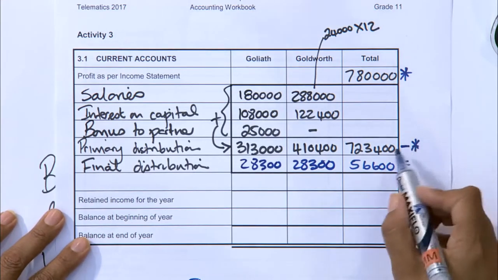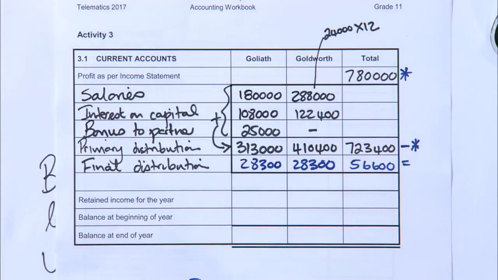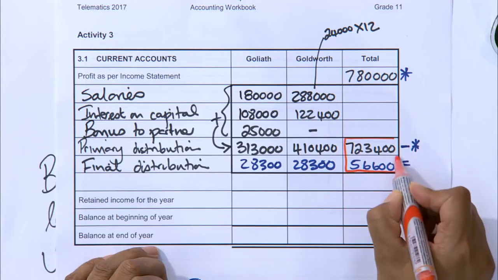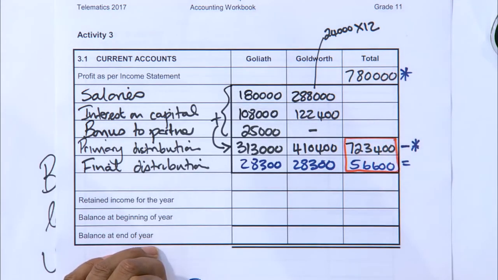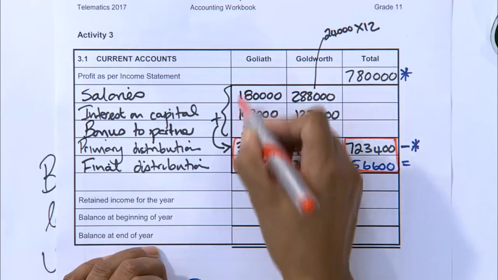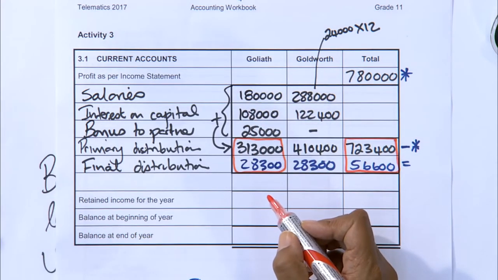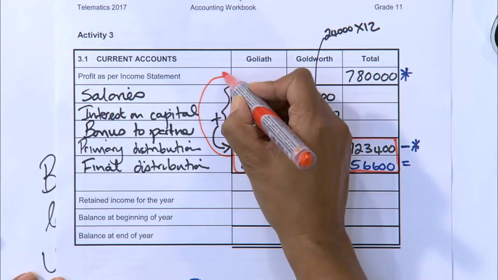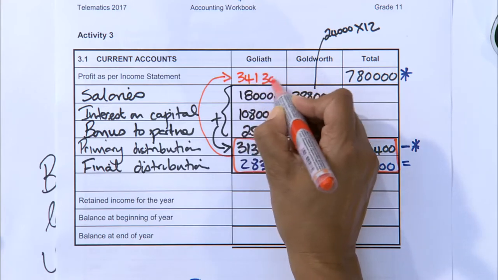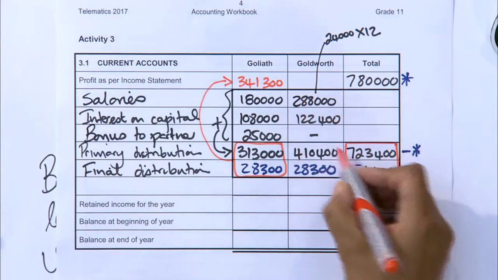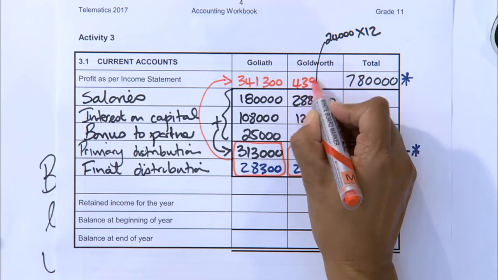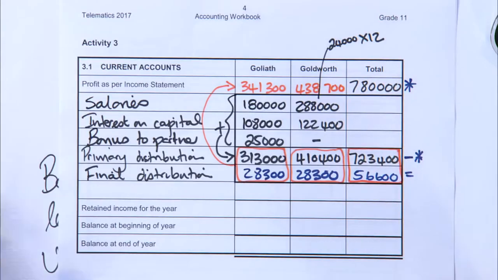Now, when I add these two amounts together, my primary and my final distribution, it should equal my net profit. So, if I add these two together, I'm going to get a total on top. I'm going to take that amount to the top there, and that is 341,300. And then these two added together, I'm going to put on top there as well, 438,700.